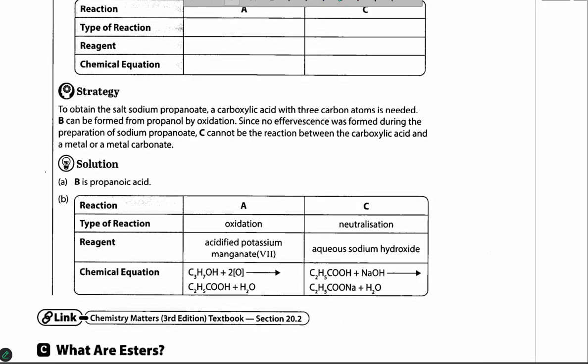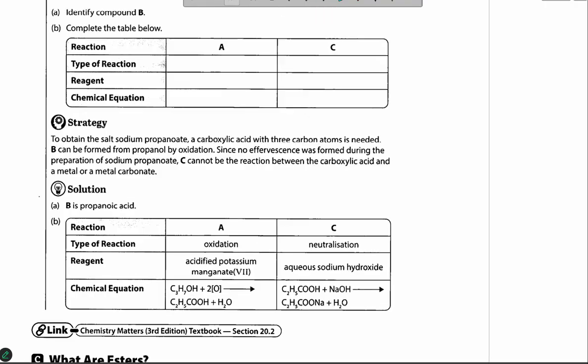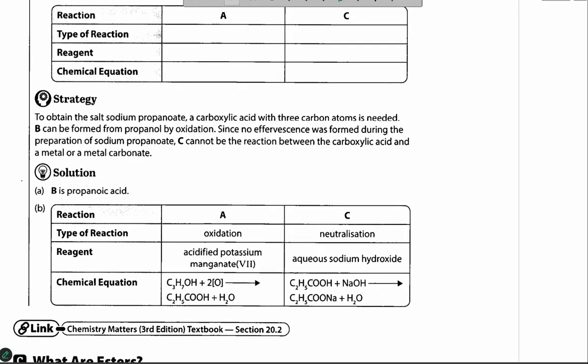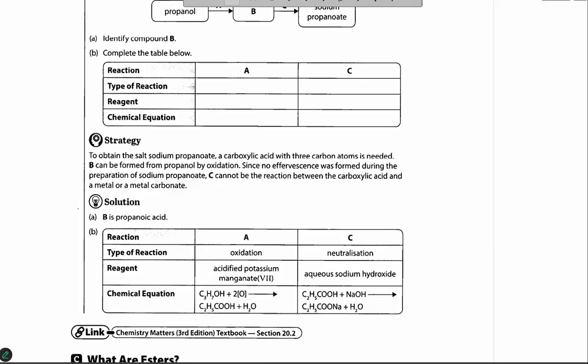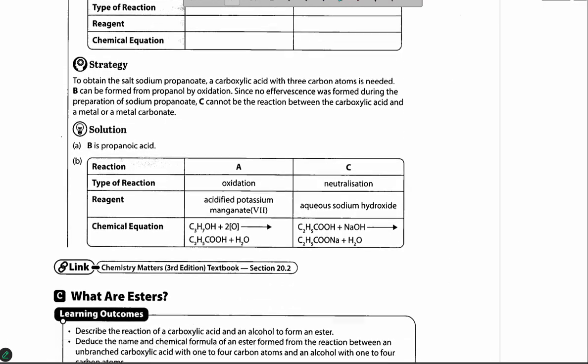So once oxidized to acid, I can react with a base to form salt and water. The reason why I choose neutralization with a base is because there's no effervescence. So it cannot be a carbonate or a metal. So such things you need to understand how to apply.